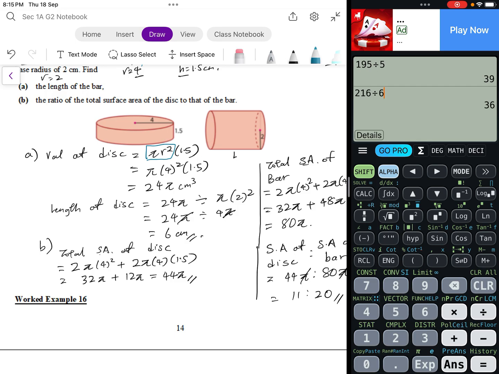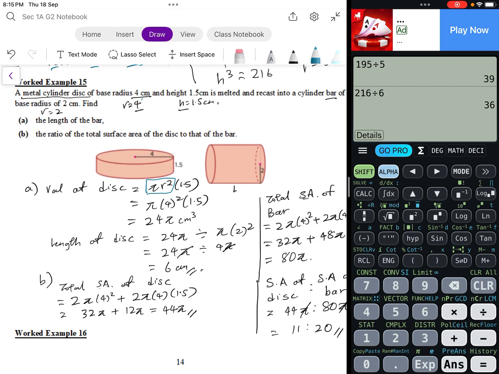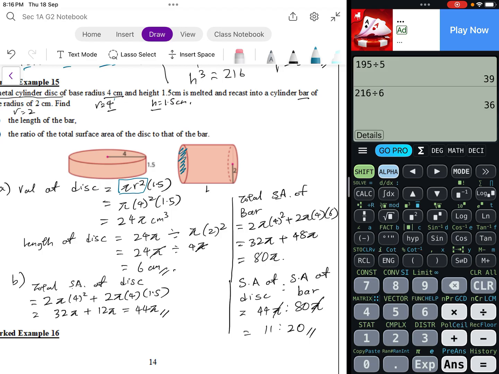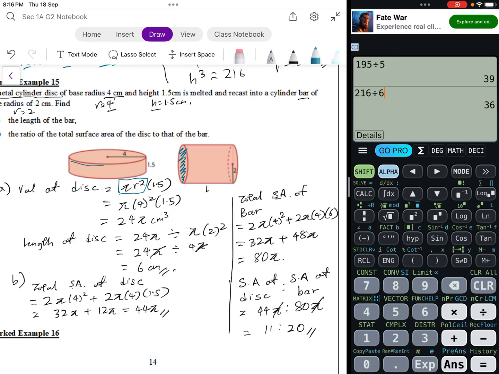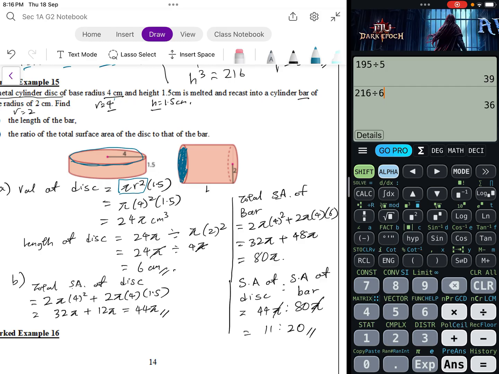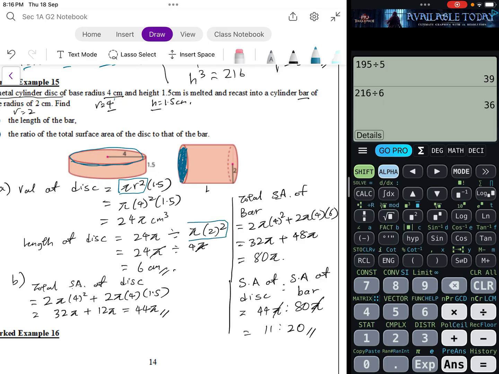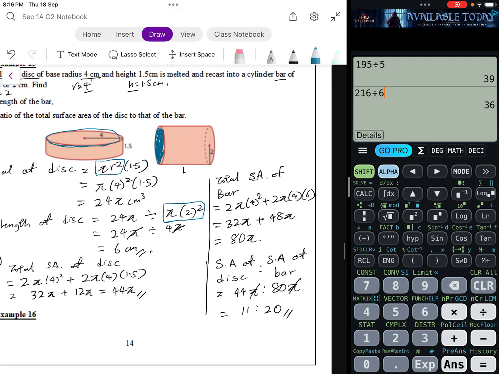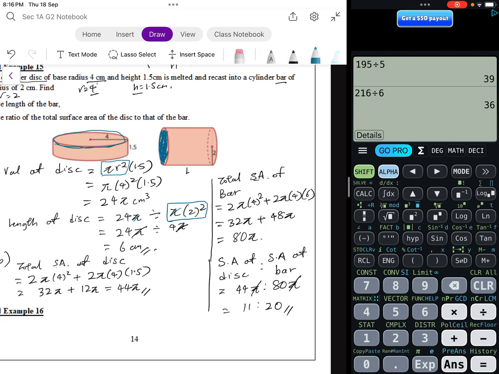Okay, we want to find the length of the bar. We need to divide by the area of the bar, because the disc is so much wider. Now we have the volume of the disc, and we have to divide by the area of the bar. The radius of the bar is r equals 2, so the area of its circle is pi r squared. So 24 pi divided by pi, the pi cancels. So it's 24 divided by 4, we get 6. So this L equals 6.